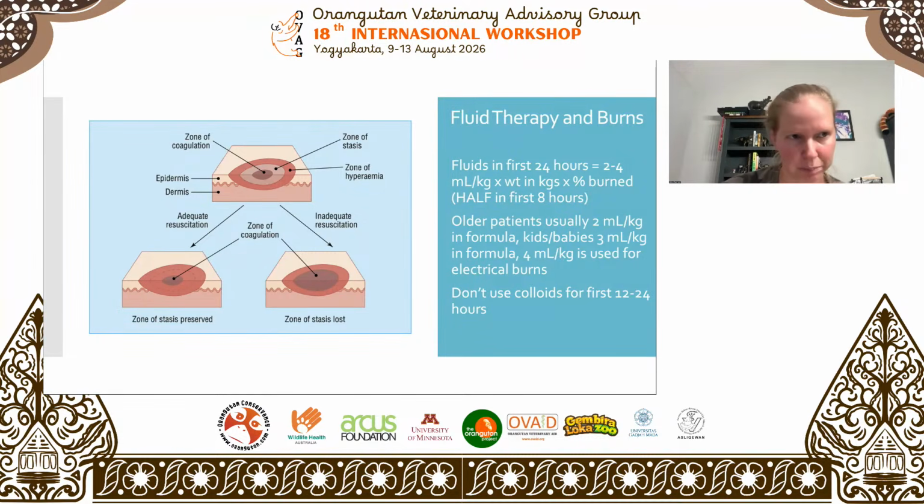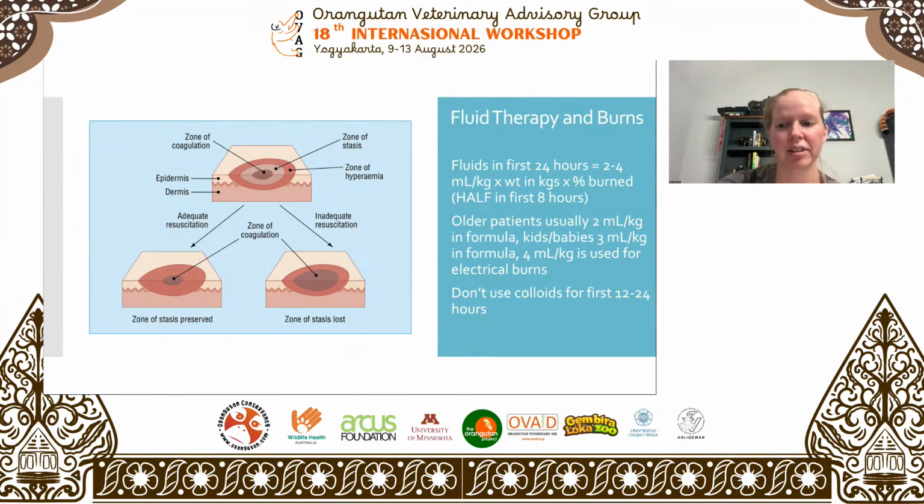And so then we're going to have an even bigger surface area that is dead, and that's going to be sloughing off and having problems getting infected and causing pain and all of that. So it's really important that we follow our rule of nines, figure out how much is burned, and then treat that as best we possibly can.